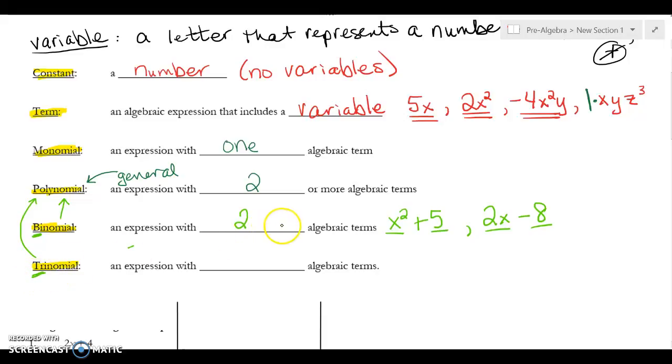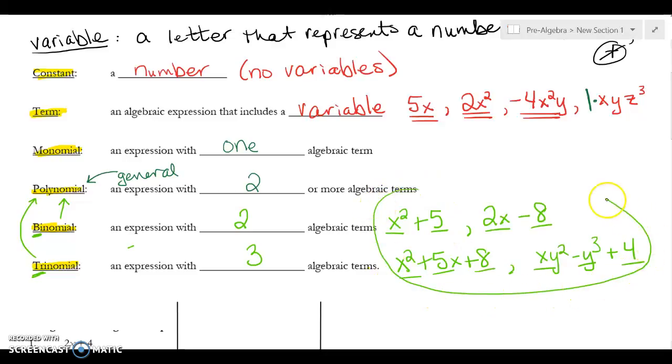A trinomial has 3. So x squared plus 5x plus 8. There's 1, 2, 3 things. X, y squared minus y to the third plus 4. 1, 2, 3. So trinomials have 3 things. Now remember, all of these that I wrote right here, these are also polynomials. But the better name is a binomial and trinomial.